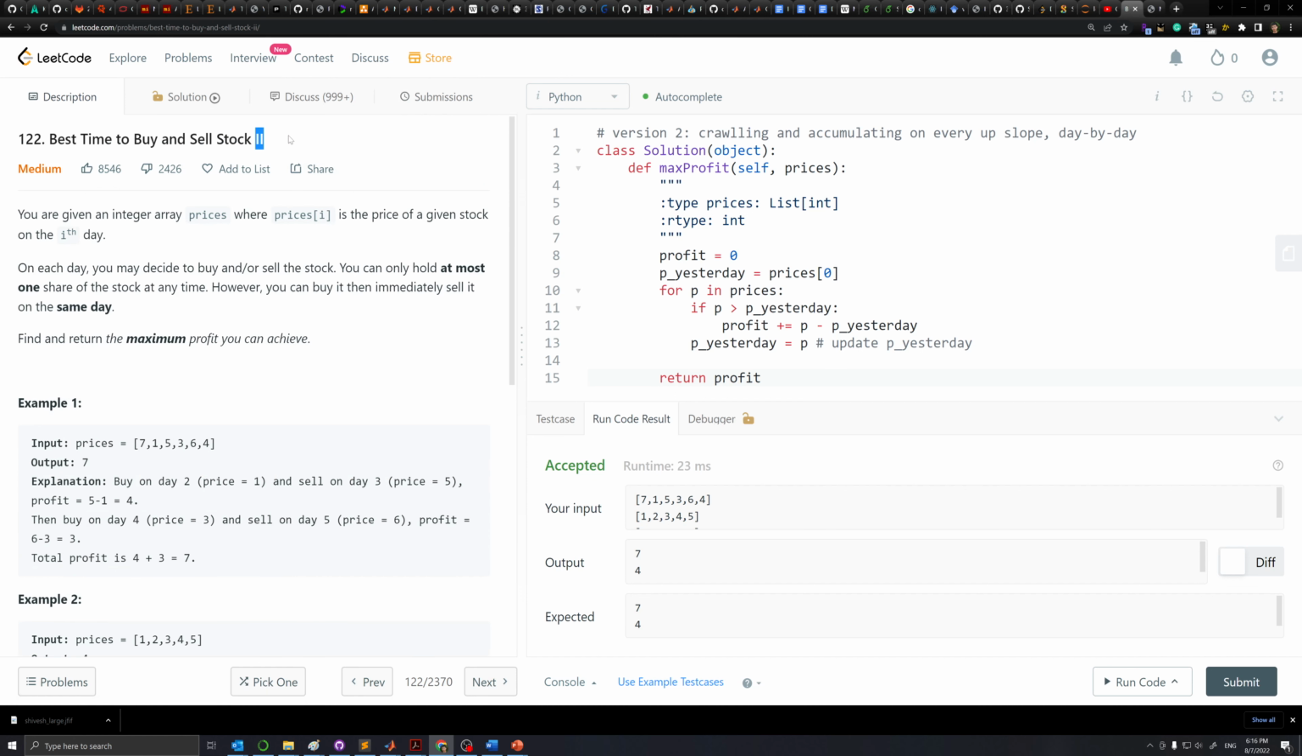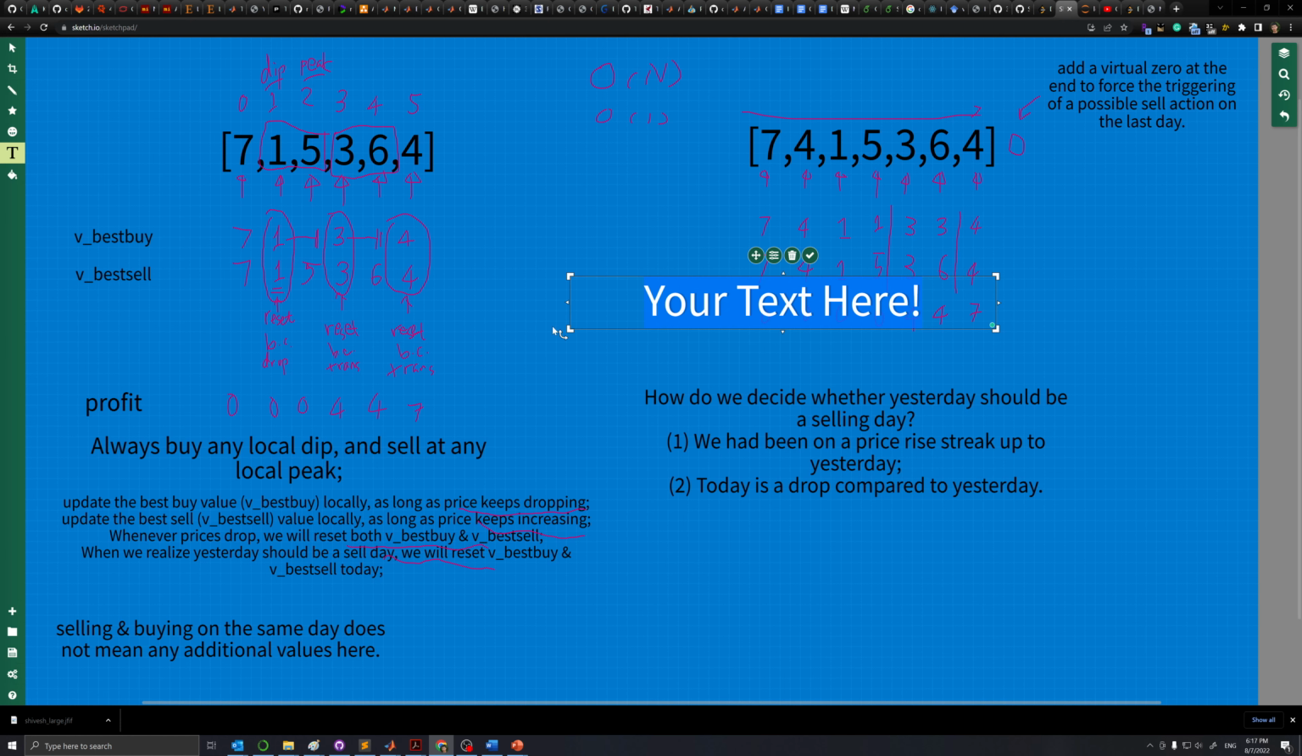This is where you have an array of days when the price of a stock fluctuates, and you can buy and sell any day, and you can even buy and sell on the same day. But you can only own one stock at a time, so you have to sell it before you buy another one, and return the maximum profit. So we first came up with this heuristic: we're basically going to buy any dip and sell at any peak, because we don't want to give up any chance of local monetization.